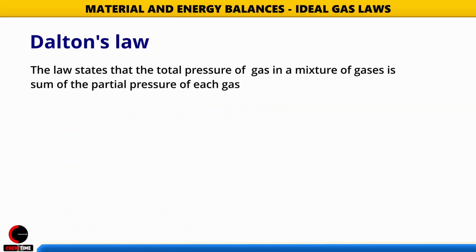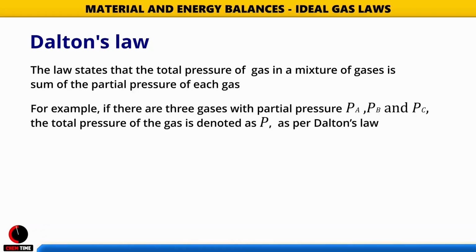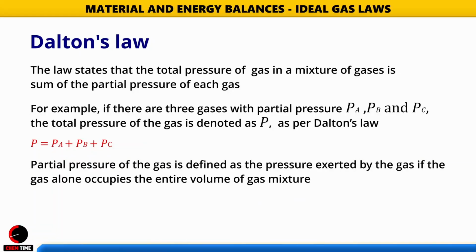Dalton's law. The law states that the total pressure of a gas in a mixture of gases is equal to the sum of the partial pressures of each gas. For example, if there are three gases with partial pressures PA, PB, and PC, the total pressure of the gas is denoted as P, and as per Dalton's law, P is equal to PA plus PB plus PC. And partial pressure of a gas is defined as the pressure exerted by the gas if the gas alone occupies the entire volume of the gas mixture.